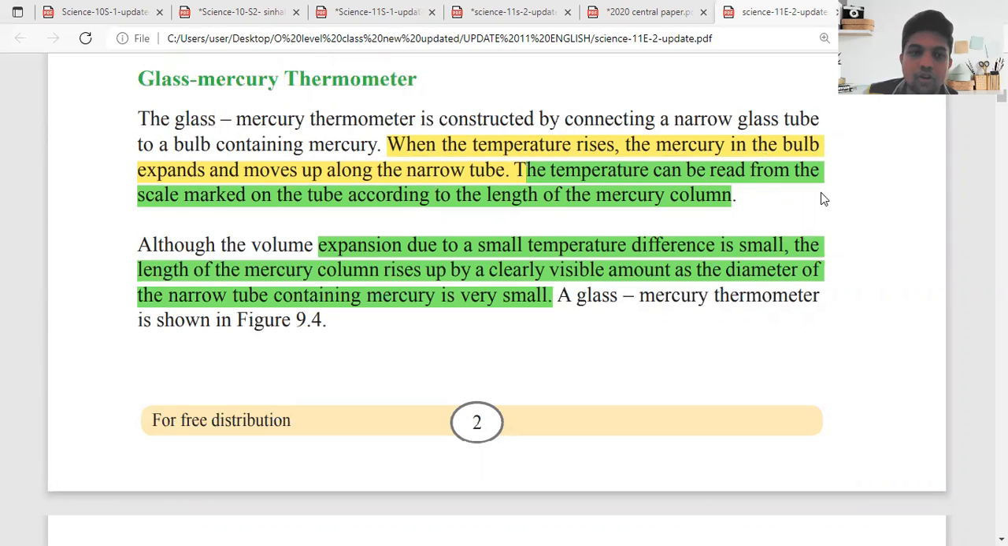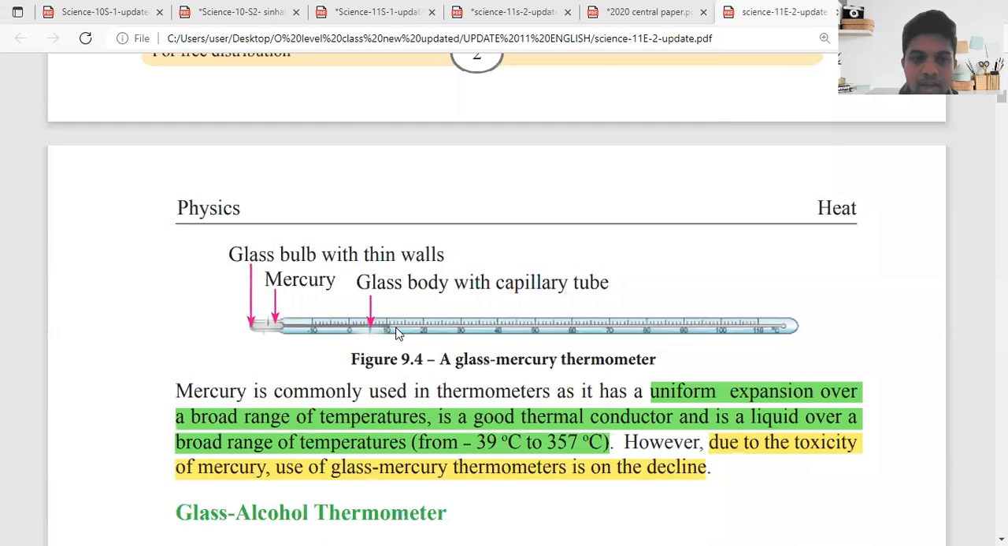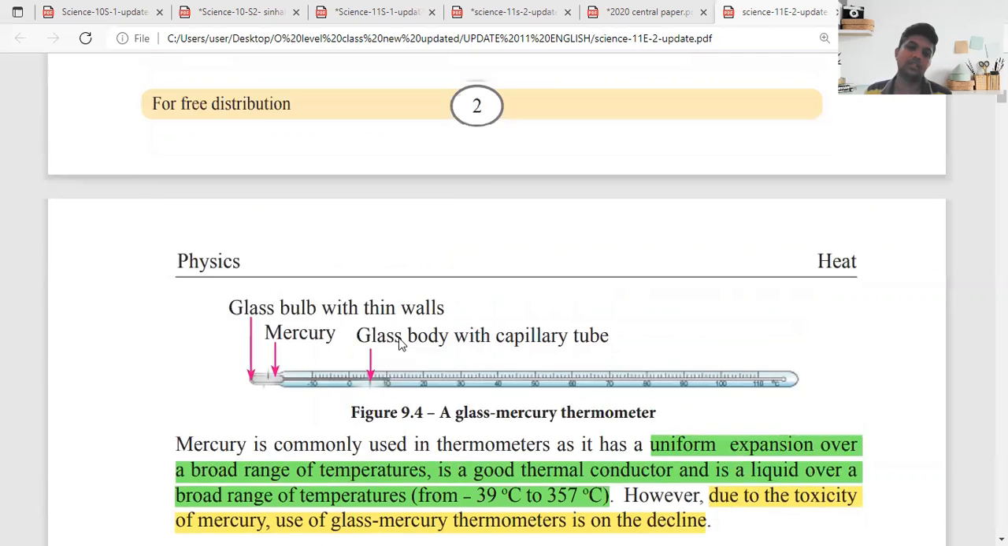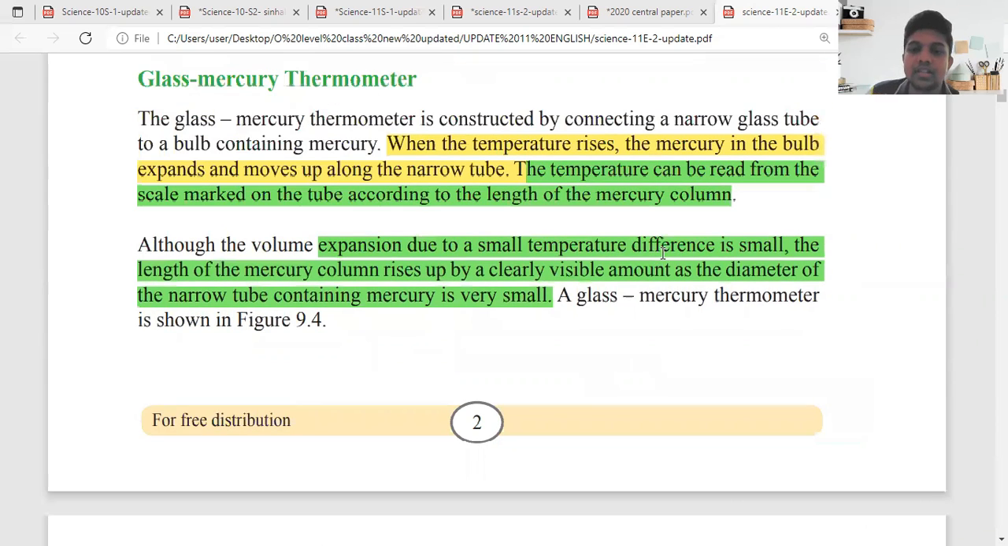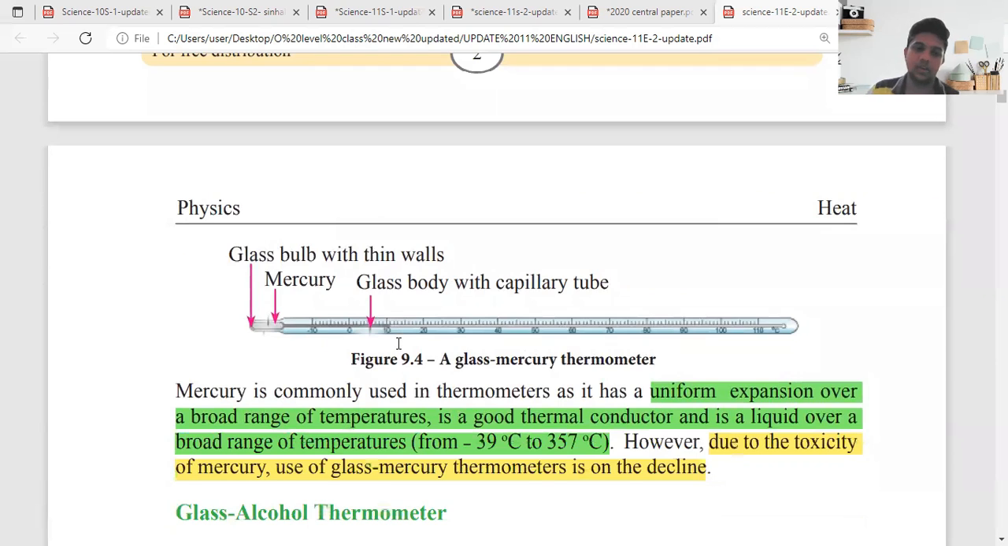The temperature can be read from the scale marked on the tube according to the length of the mercury column. Okay, so here it shows you a value. From that you can measure the temperature from the length. Although the volume expansion due to a small temperature difference is small, the length of the mercury column rises by a clearly visible amount, as the diameter of the narrow tube containing mercury is very small. A glass mercury thermometer is shown in this figure 9.4. Basically this is the figure.